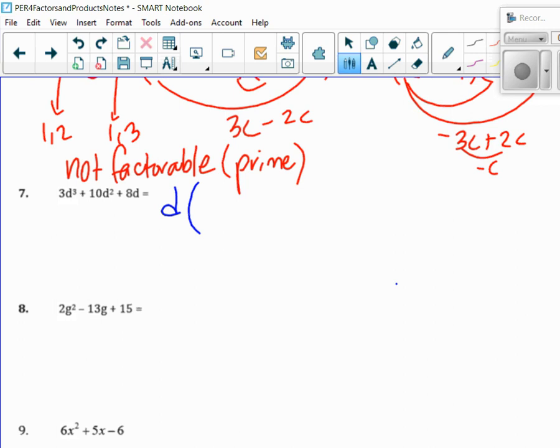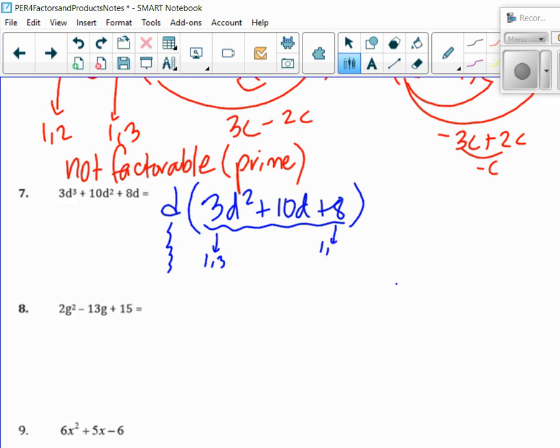So D comes out: 3D squared plus 10D plus 8. Now you're going to factor this trinomial. The problem with this trinomial is that 3 is prime, 1 and 3, but 8 is not prime. You have a 1 and an 8 and a 2 and a 4. So this is the first time where you had not both prime, and this is where I said you have a little bit of strategy.